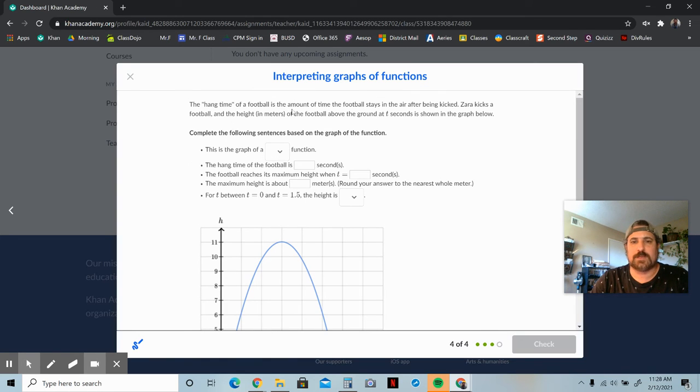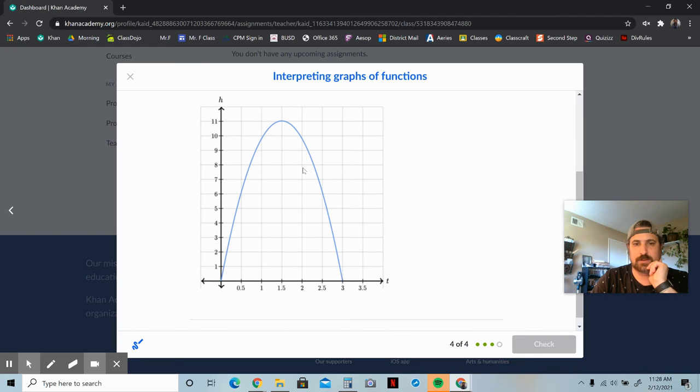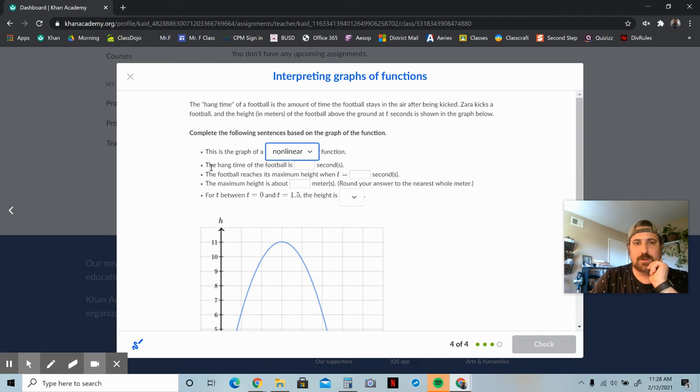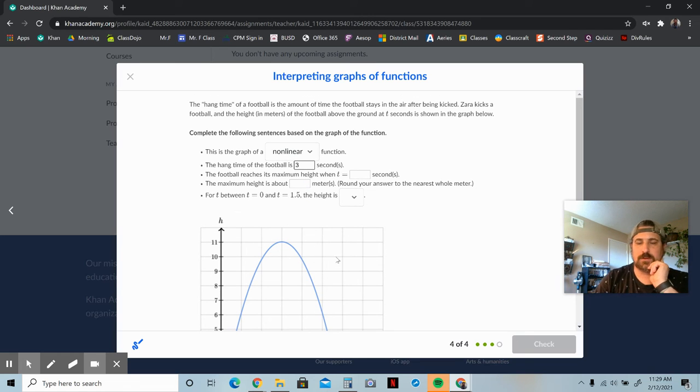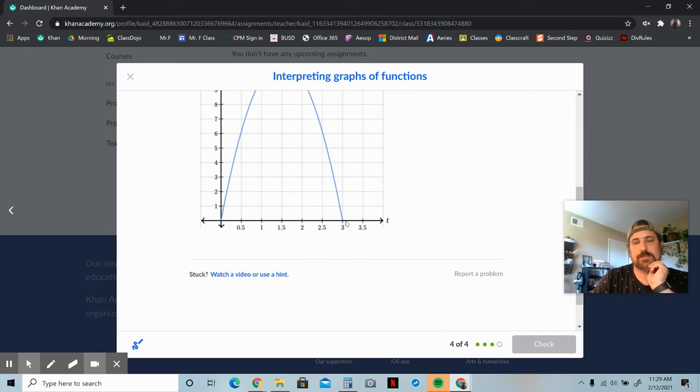The hang time of a football is the amount of time the football stays in the air after being kicked. Zara kicks a football, and the height of the football above the ground at t seconds is shown in the graph below. Complete the following sentences based on the graph of the function. This is the graph of a nonlinear function. It's a parabola, so it's definitely nonlinear. The hang time of the football is how many seconds? Well, you kick it, up, down. So it hung for 3 seconds. You can see t equals 3 right there when it hits the ground.